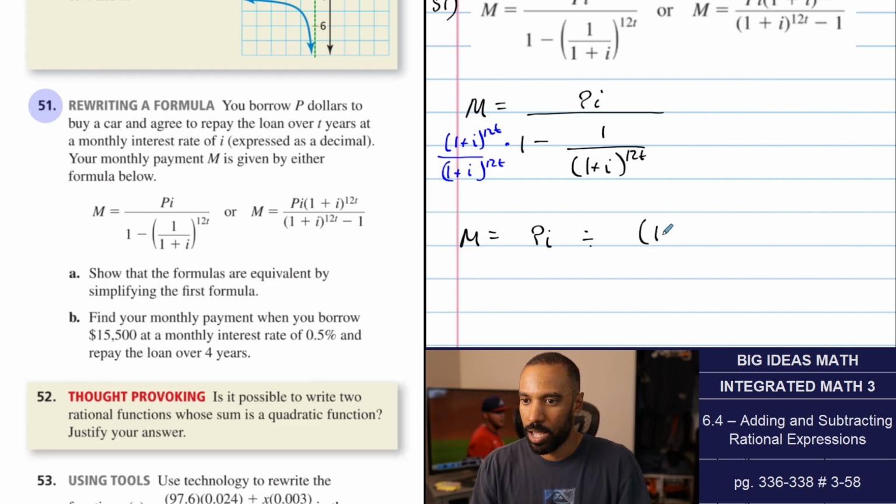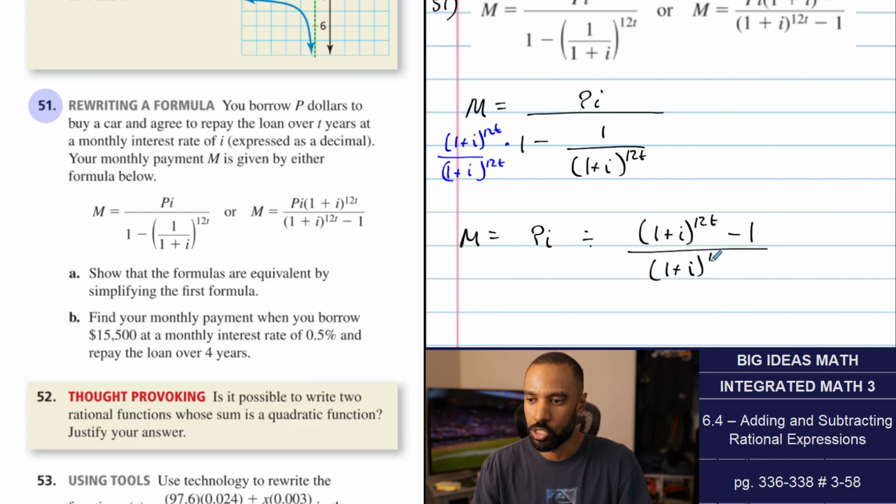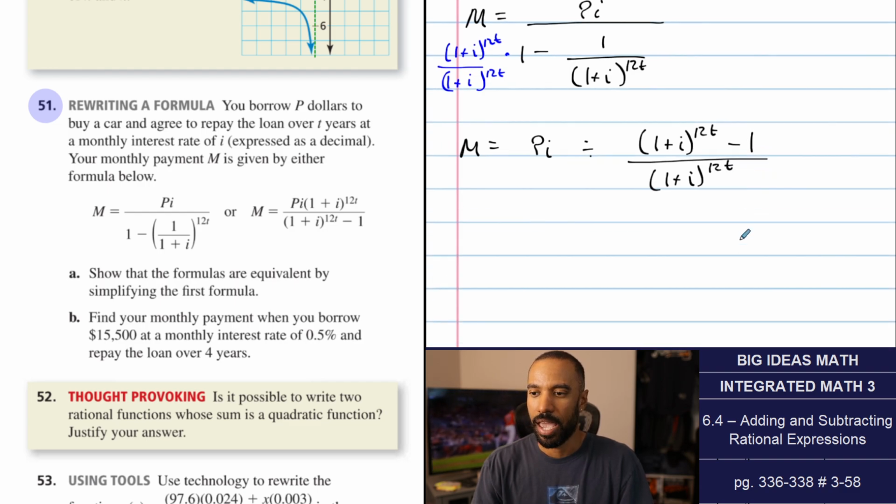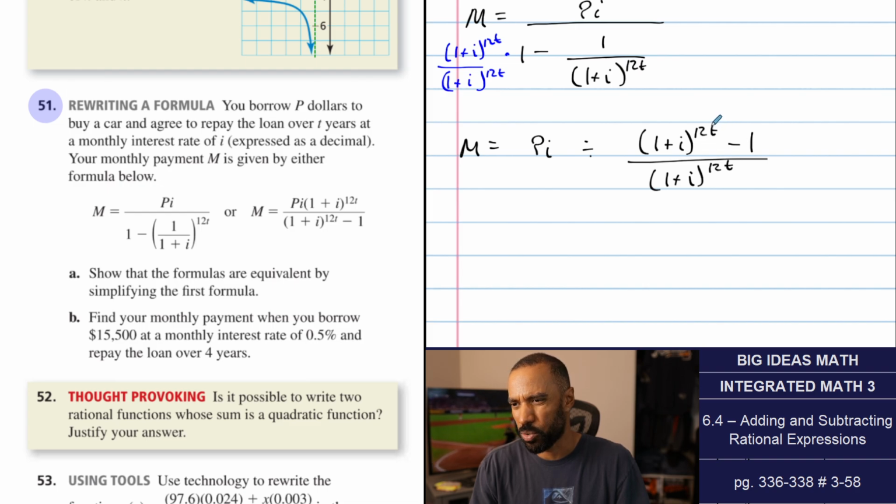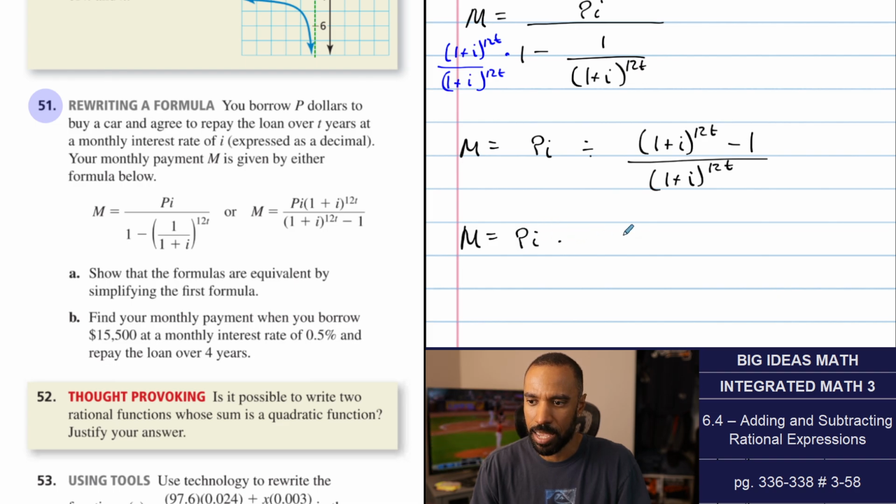This is 1 plus i to the 12t times 1 minus 1 over a common denominator of 1 plus i to the 12t, like so. And so we get to multiply by the reciprocal. Now this is a difference of 2 squares, but I don't think we're doing that. No, we're just matching it up with what we had before. So P times 1 plus i to the 12t over 1 plus i to the 12t minus 1.